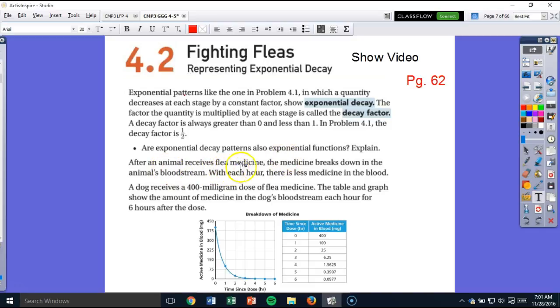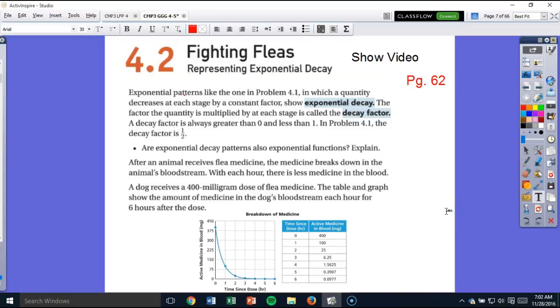After an animal receives flea medicine, the medicine breaks down in the animal's bloodstream. With each hour, there is less medicine in the blood. A dog receives a 400 milligram dose of flea medicine. The table and graph show the amount of medicine in the dog's bloodstream each hour for 6 hours after the dose. Here we have our graph on the left-hand side with the time since the dose. In 1 hour we've gone from 400 down to 100, as shown in our table over here. So take a look at the pattern that you might be seeing.